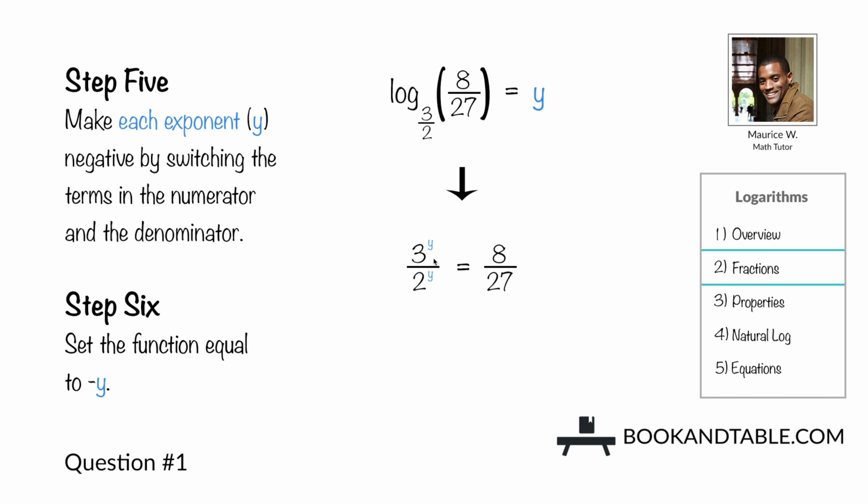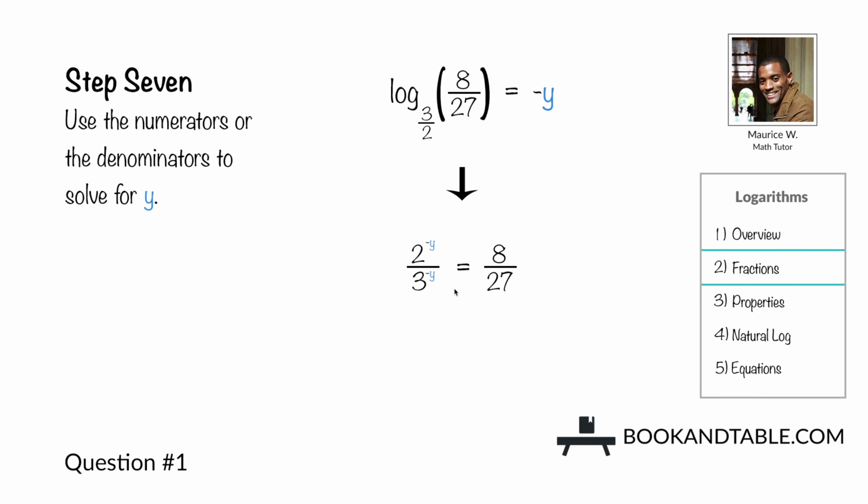So step 5, make each exponent y negative by switching the terms in the numerator and the denominator. So that will give us 2 to a power of negative y over 3 to a power of negative y. And since we switched our y to negative y, we want to set the function equal to negative y instead. And now we can use the numerators or the denominators to solve for y. If we use the numerators, we want to find out how many times we multiply 2 times itself to get 8. And the answer would be 3. So we see that y is equal to 3.